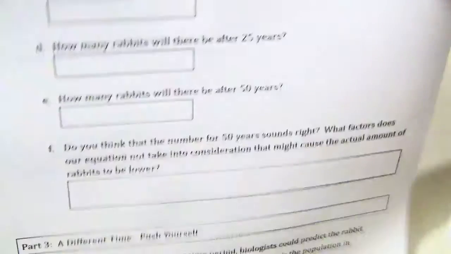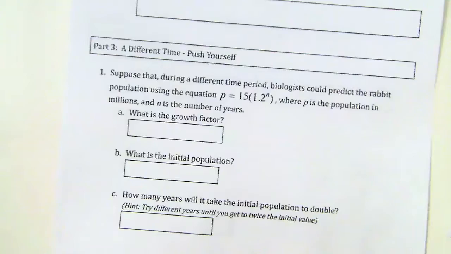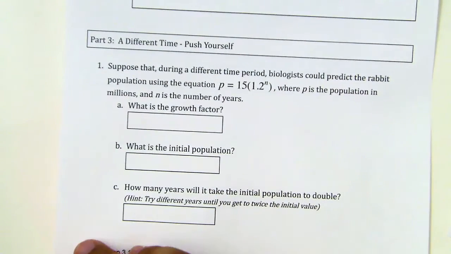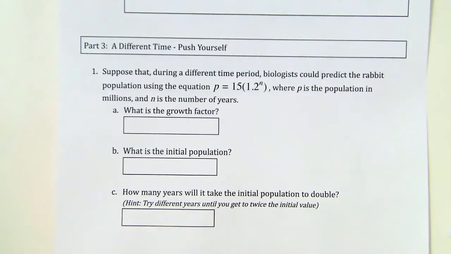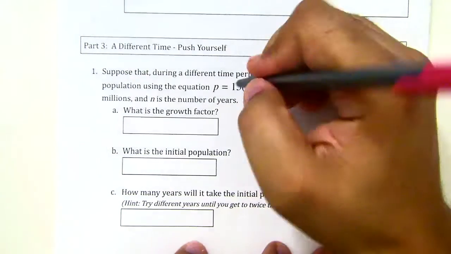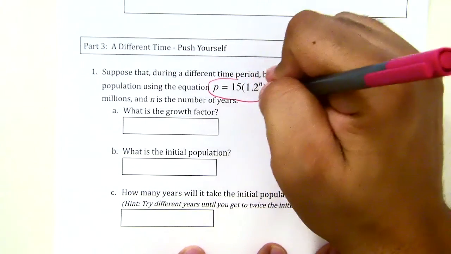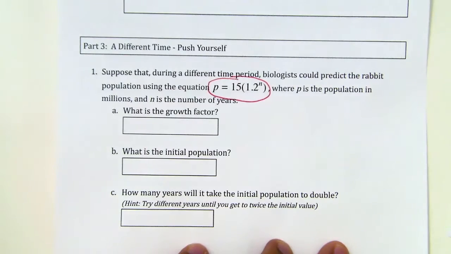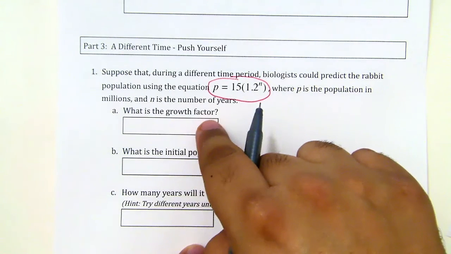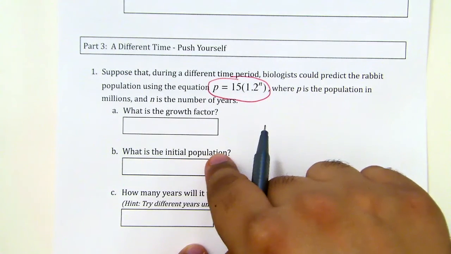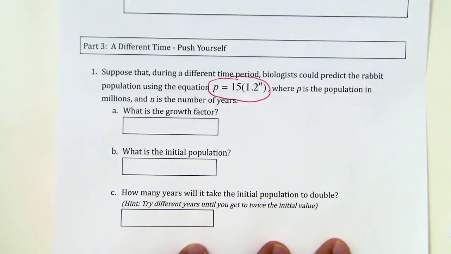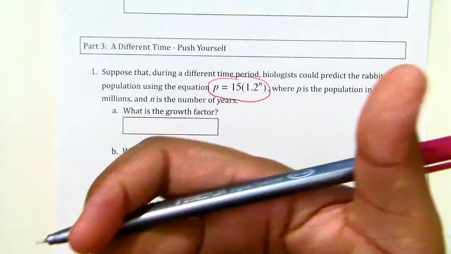Then the next part, if you're done with all that and still have some time, you're basically going to do something that's similar to what you just did, except I gave you an equation here. The idea is to use that equation to identify what the growth factor is, what the initial population was, and then answer some questions that have to do with amounts of time that have passed, okay?